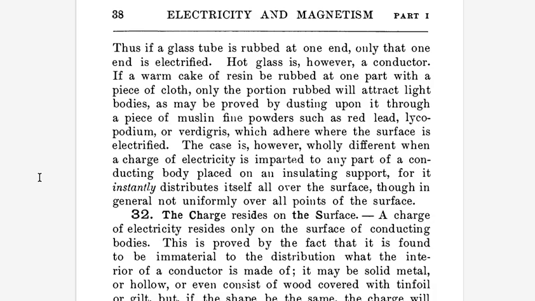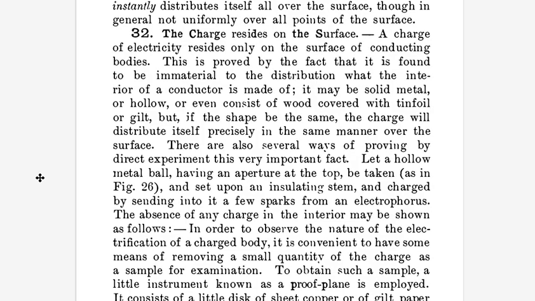The case is, however, wholly different when a charge of electricity is imparted to any part of a conducting body placed on an insulating support. For it instantly distributes itself all over the surface, though in general not uniformly over all points of the surface. 32. The charge resides on the surface. A charge of electricity resides only on the surface of conducting bodies. This is proved by the fact that it is found to be immaterial to the distribution what the interior of a conductor is made of. It may be solid metal or hollow, or even consist of wood covered with tinfoil or gilt, but, if the shape be the same, the charge will distribute itself precisely in the same manner over the surface. There are also several ways of proving by direct experiment this very important fact.